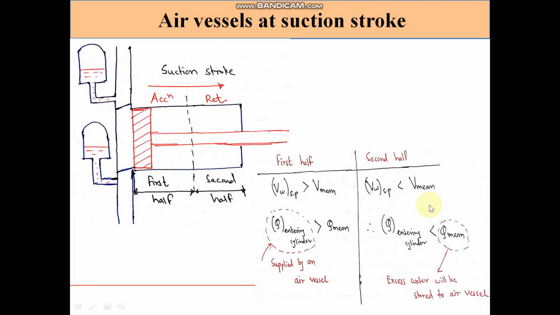Here it is written that the velocity of water in the suction pipe is less than the mean velocity. That's why the discharge entering the cylinder is less than the mean discharge. So the additional discharge is now going to accumulate inside the air vessel. So in the second half, excess water will be stored in the air vessel. Here it may get confusing: in the first half, water is delivered from the air vessel to the cylinder, and in the second half, water is stored inside the air vessel.